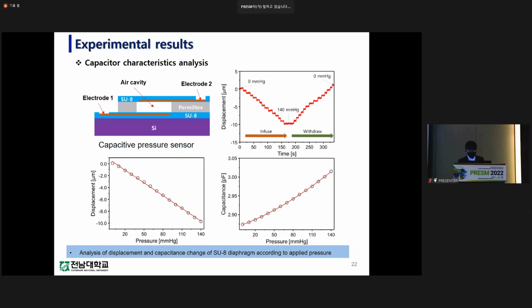The displacement and the capacitance of the membrane with respect to pressure were measured. When a pressure of 140 millimeters of mercury was applied, the thin film was deformed by about 10 micrometers, and the capacitance was changed by 0.125 picofarad.